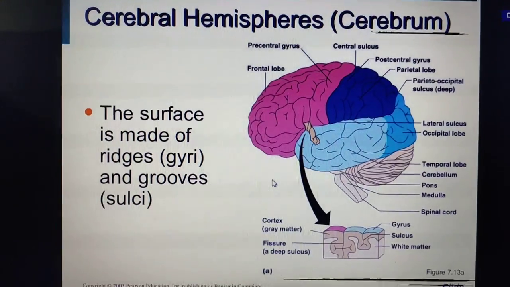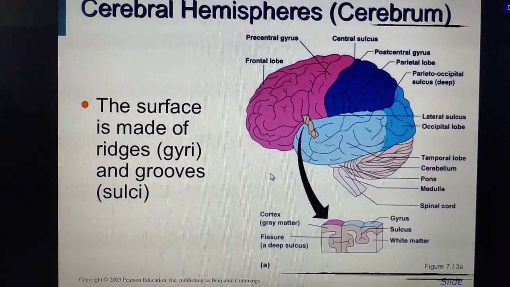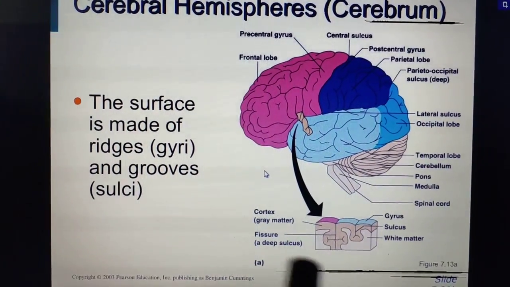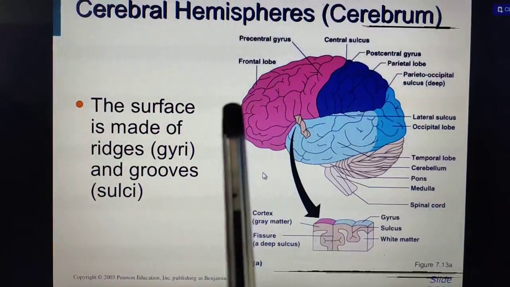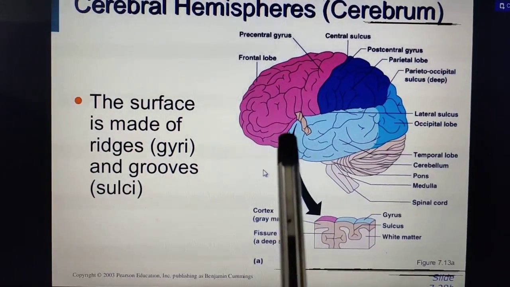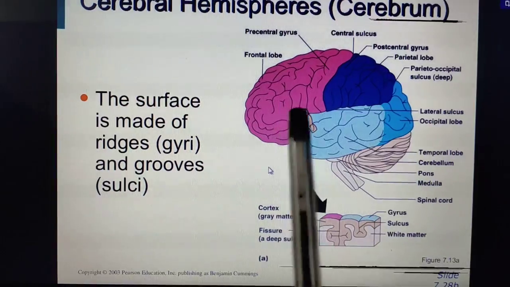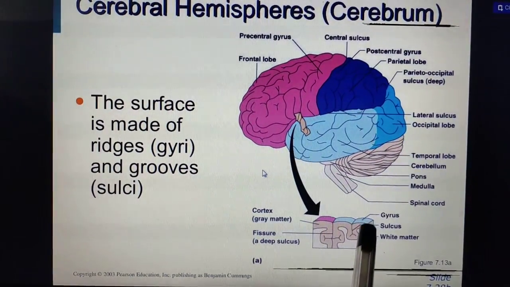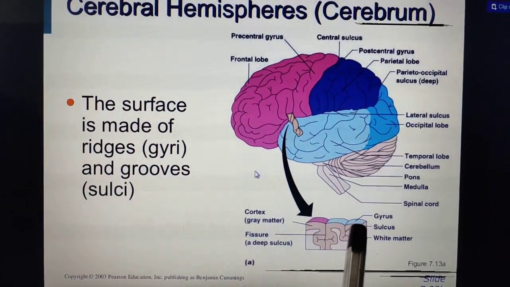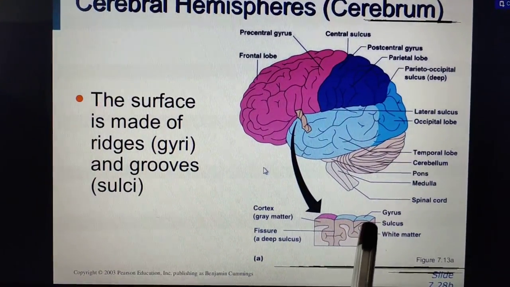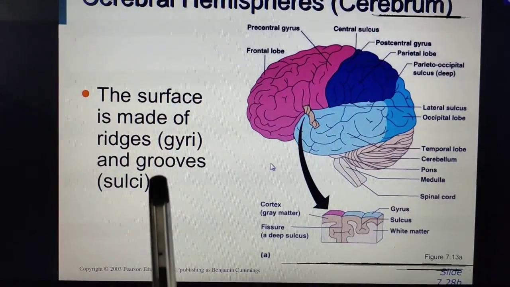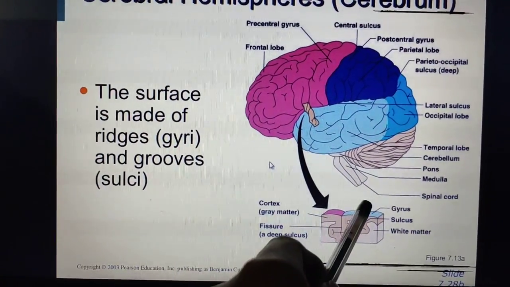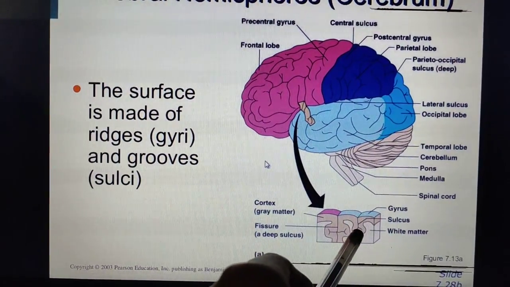Okay, see, the surface is made up of, as I told earlier, gyri and the grooves that we call sulci. Means the surface is made up of some ridges, the bulky portions that we call gyrus. Otherwise we call gyri. Gyri is plural, gyrus is singular. And some grooves that we call sulcus. Understood, no? This is gyrus and this is sulcus.